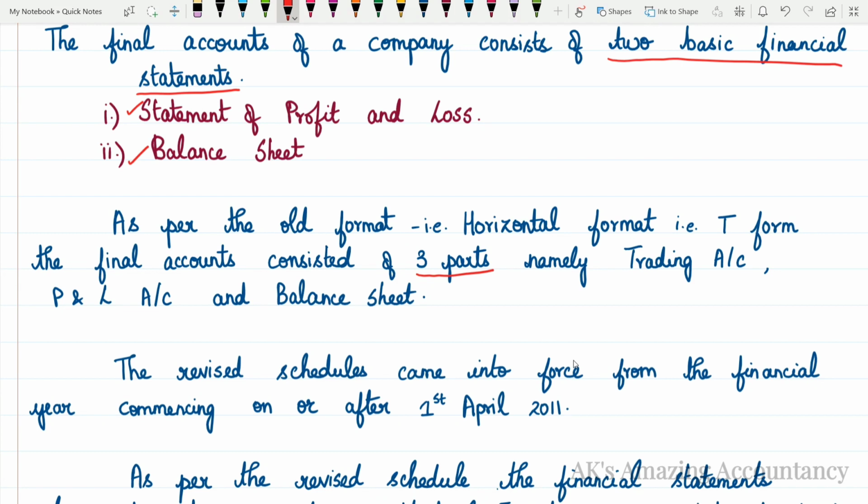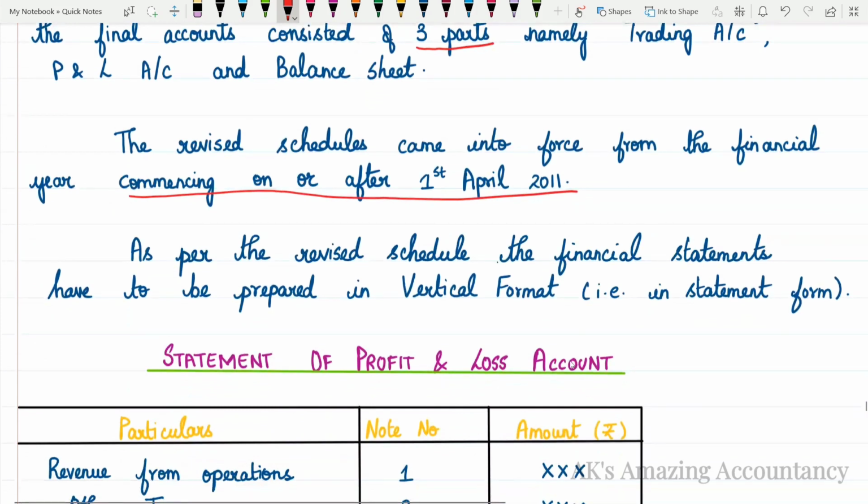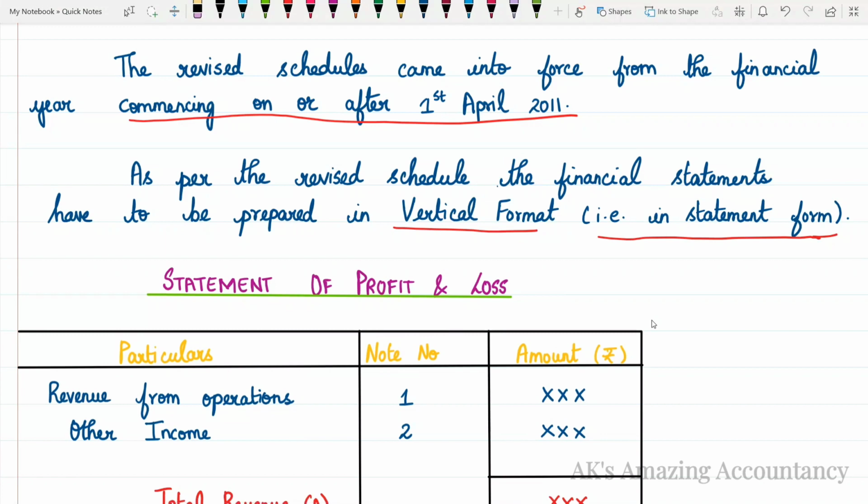The revised schedules came into force from the financial year commencing on or after 1st April 2011. As per this revised schedule, the financial statements have to be prepared in vertical format, that is, in the statement form. As I told you already, as per the revised Schedule 6, the final accounts of the company consist of two financial statements. One is the statement of profit and loss.